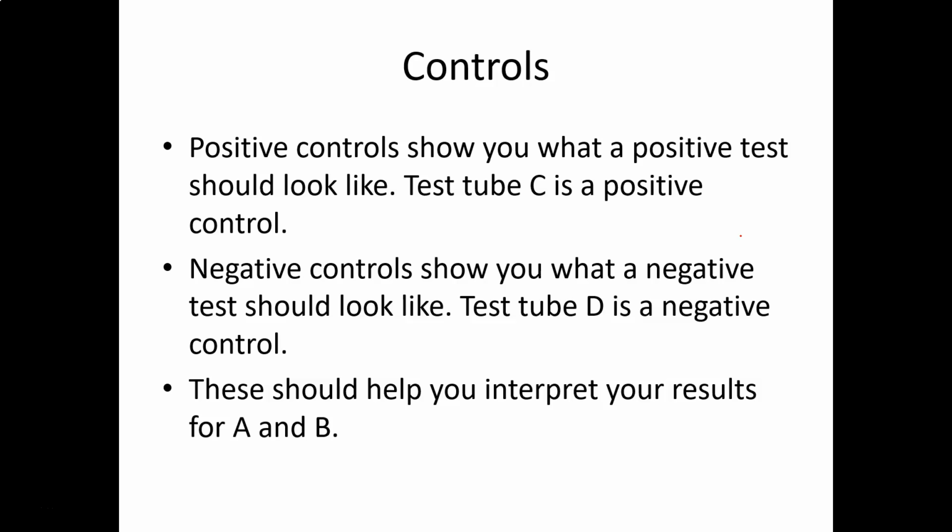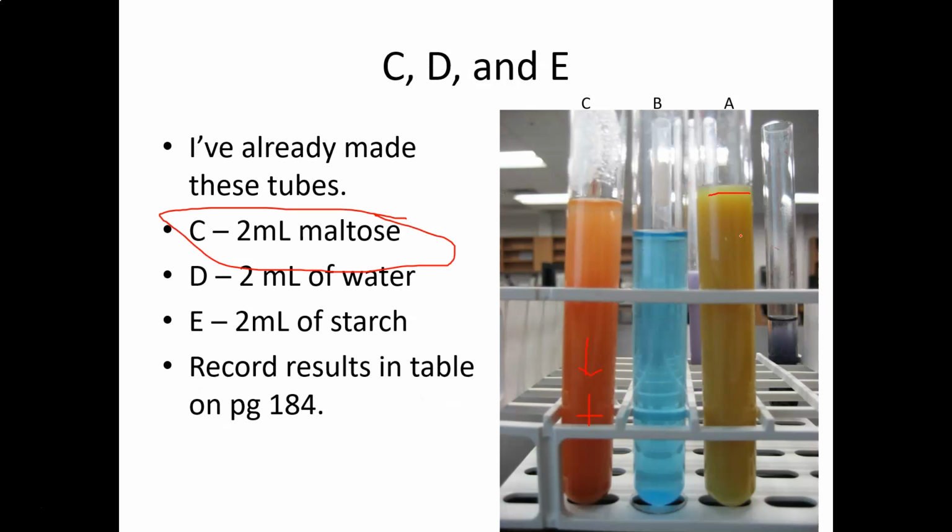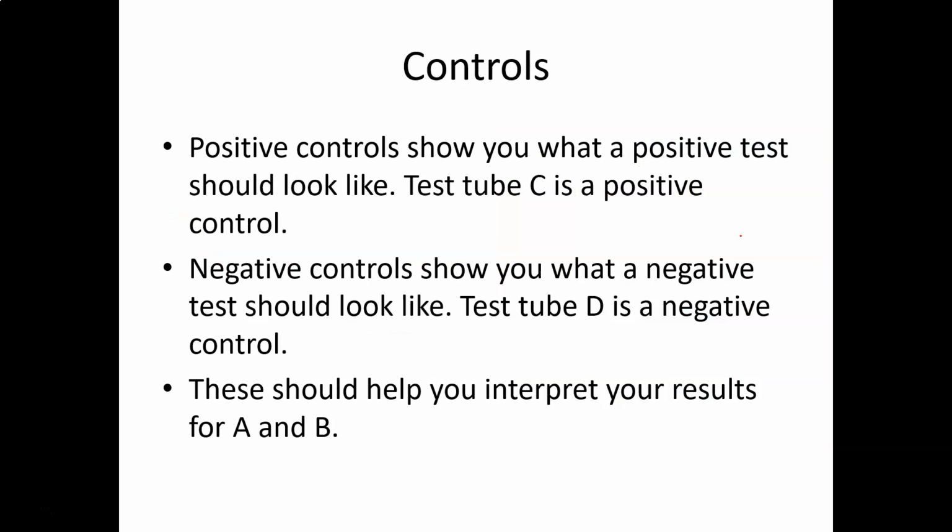Negative controls show us what a negative test would look like. Test tube D, I don't have a picture for, unfortunately, but test tube D only had water in it. Since it only had water in it, it doesn't have starch, it doesn't have sugar, it would be a negative test. And so in the blank on page 184 for test tube D, the color after boiling would be blue. It is negative for sugar. And the explanation is it's the negative control because we didn't put any starch or sugar in there. There should not be sugar in there. So it's making sure that our negatives are all going to give us viable results.